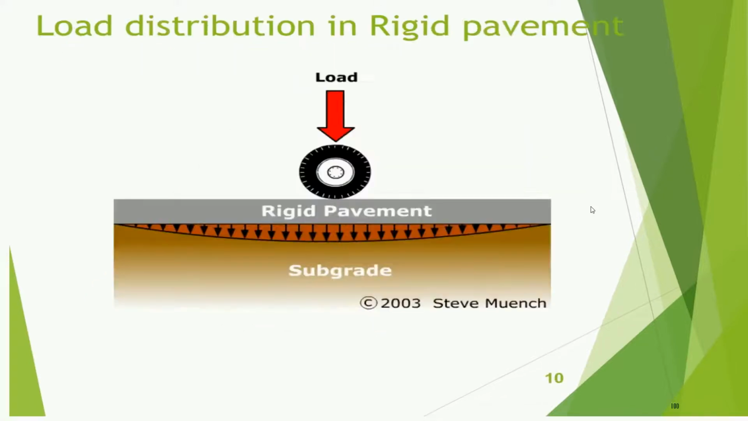Now the next point is load distribution of rigid pavement. You can see this is the picture where the various wheel loads have been shown, and in that case we find how this load is distributed on the rigid pavement. Here we can see this load is distributed in a uniformly distributed pattern. When load is distributed like this, there is less damage to the structure.